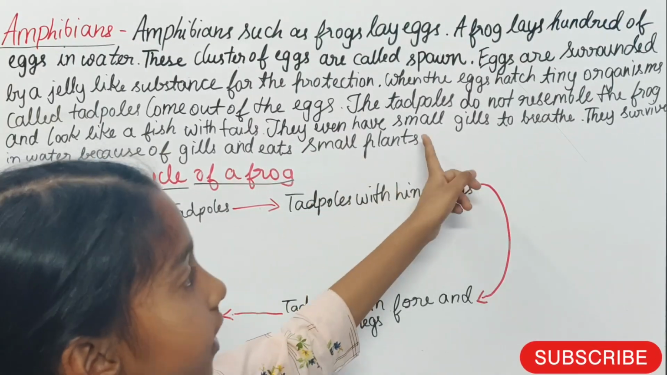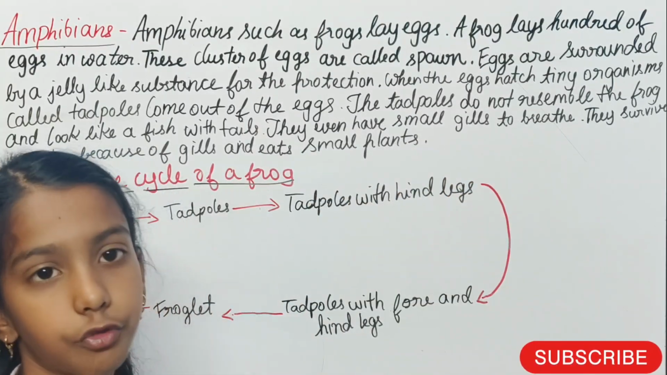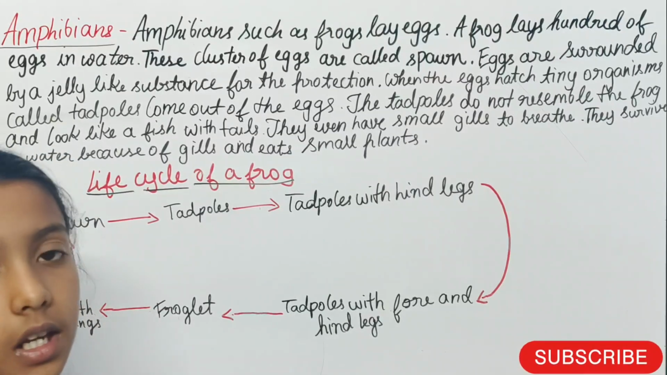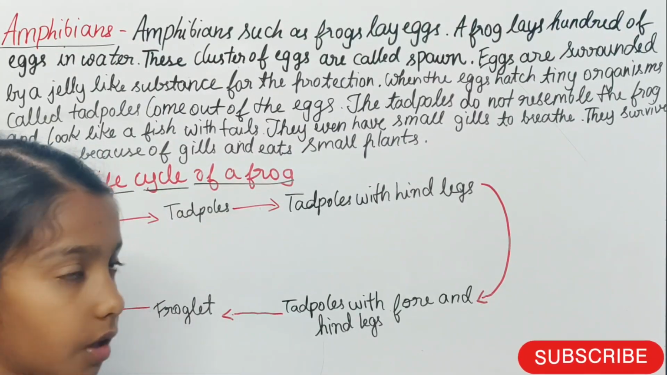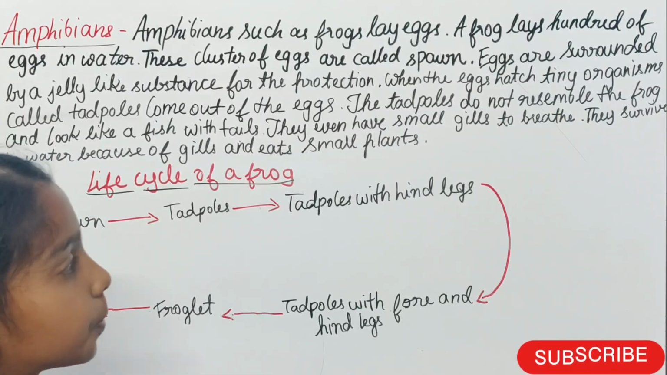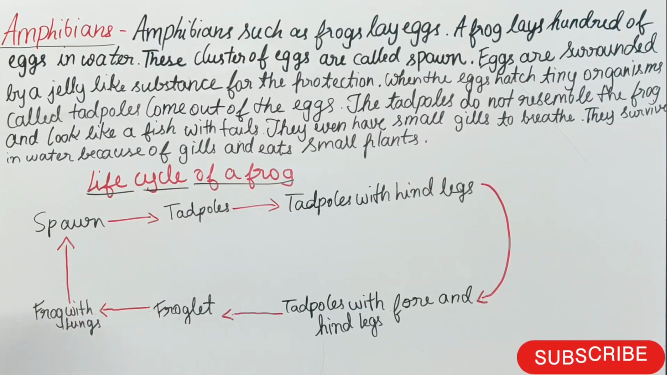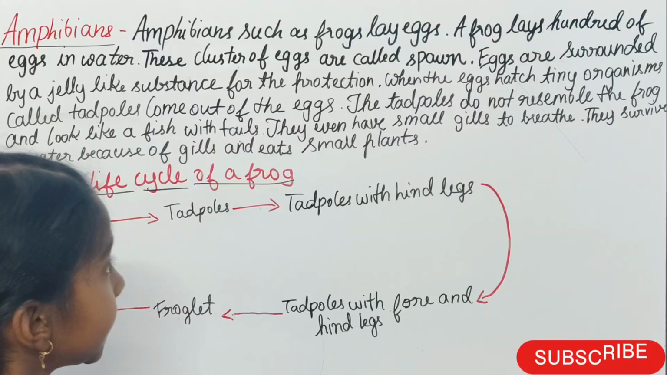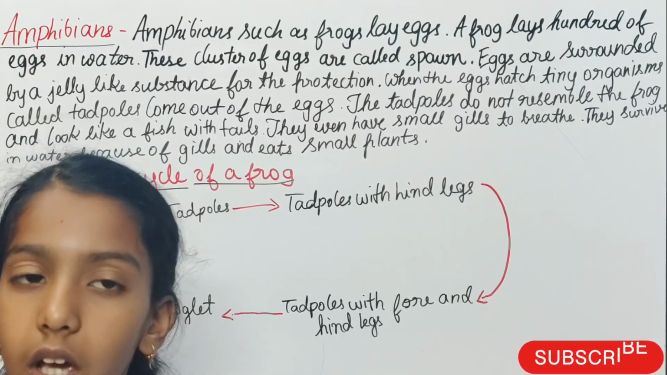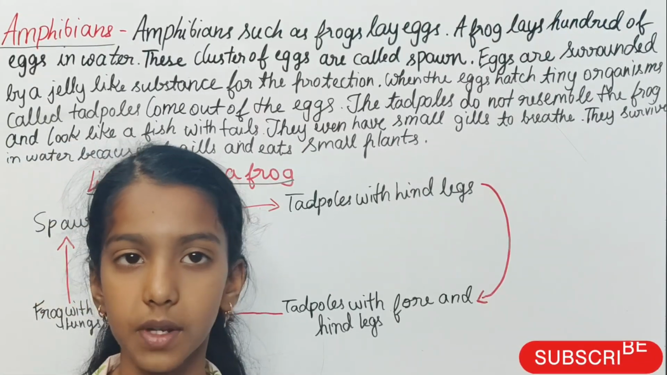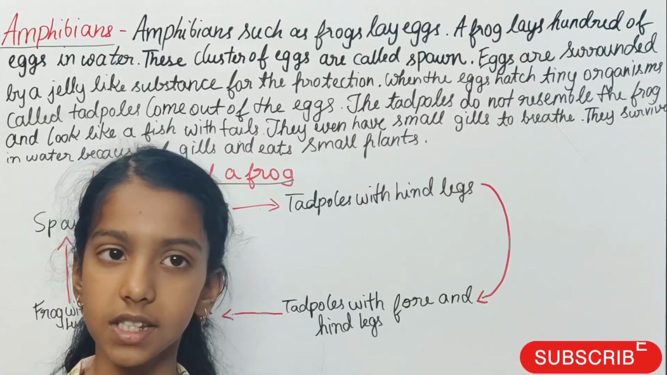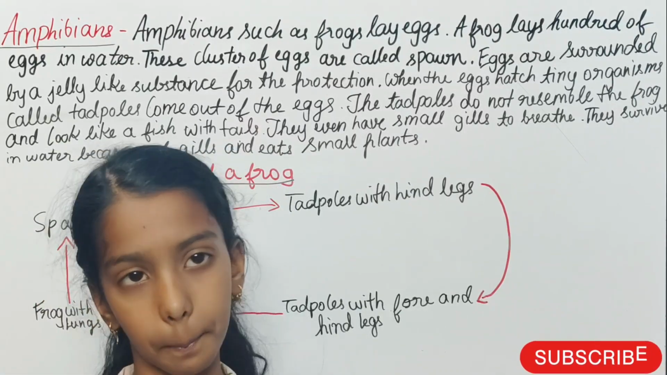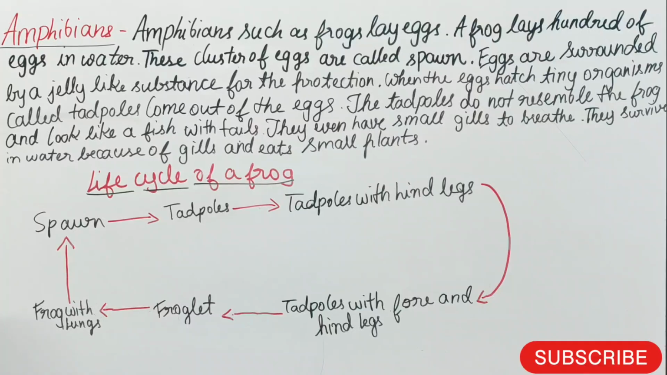They even have small gills to breathe. Like fishes, the young ones, the tadpoles, also have gills to breathe. They survive in water because of gills and eat small plants. So this is the life cycle of a frog.